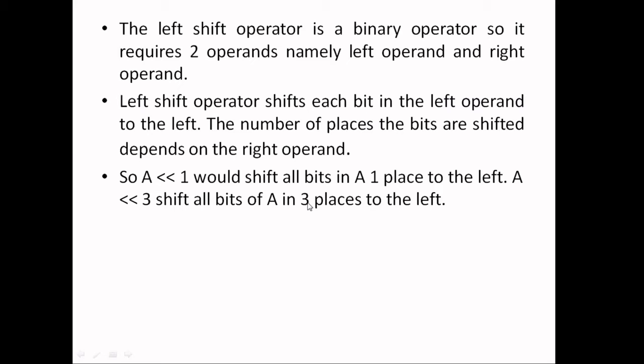Let us understand through an example. We have a is equal to 65. We have the binary value as 0, 1, 0, 0, 0, 0, 0, 1. So if a double less than 1, you have to shift the numbers one place to the left. You have to shift towards the left by one place all the bits.